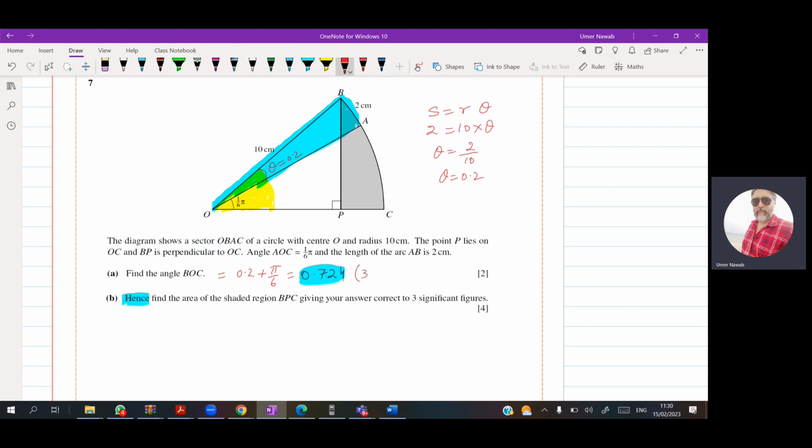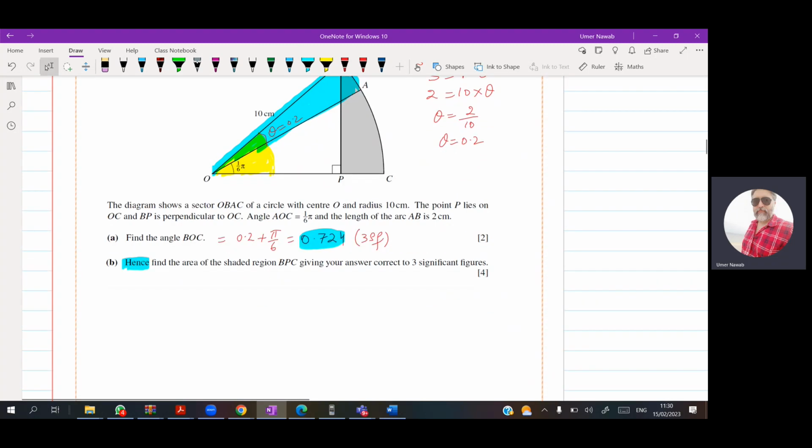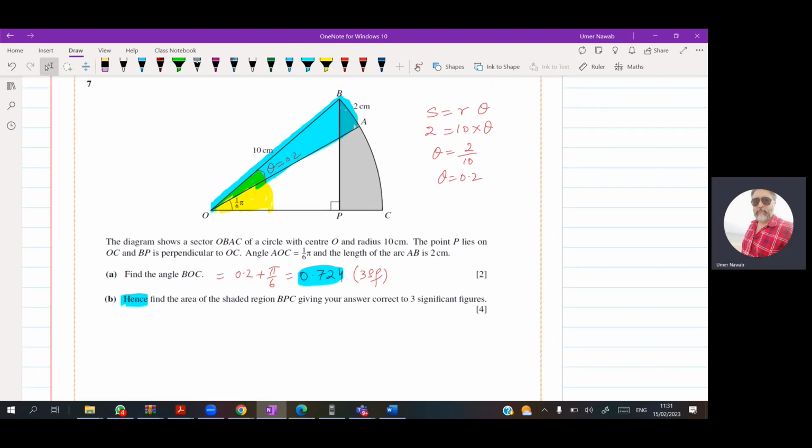So this is three significant figures. Make sure your answer has to be three significant figures. On the front page of the exam, it is written categorically by the examiner, your answer has to be three significant figures if it is a measurement. I'm talking about radian measure. Maybe the students will be thinking it has to be one decimal place. No, no, no. So area of BPC. Now I want to find the area of this BPC area. So everyone will agree with me, the sector minus triangle. Sector, so shaded area.